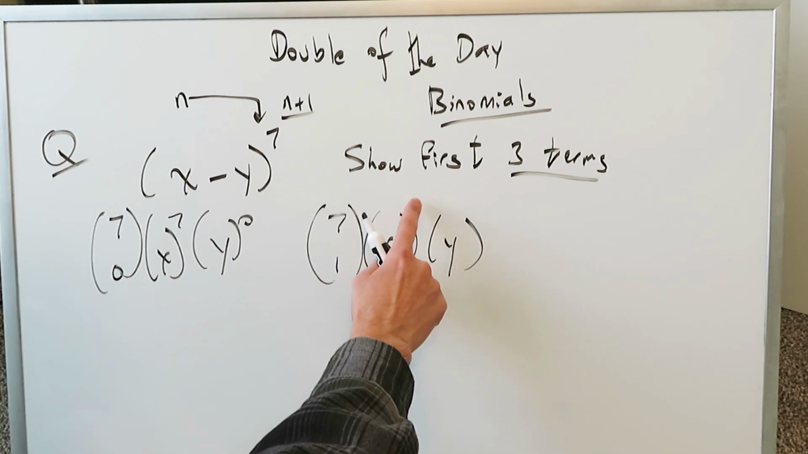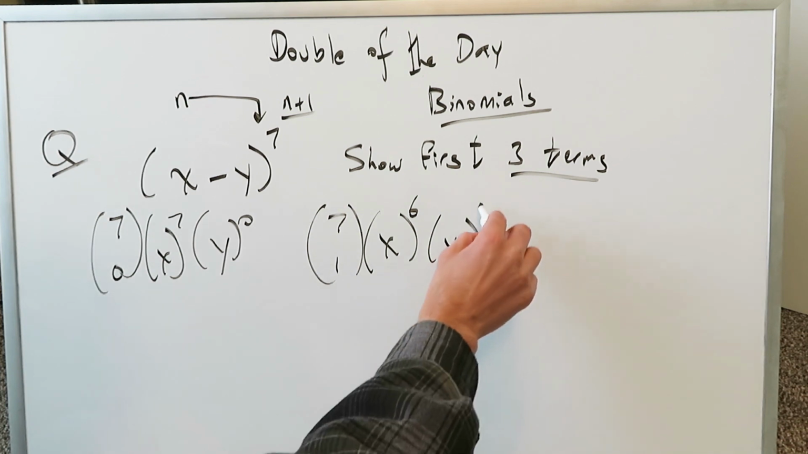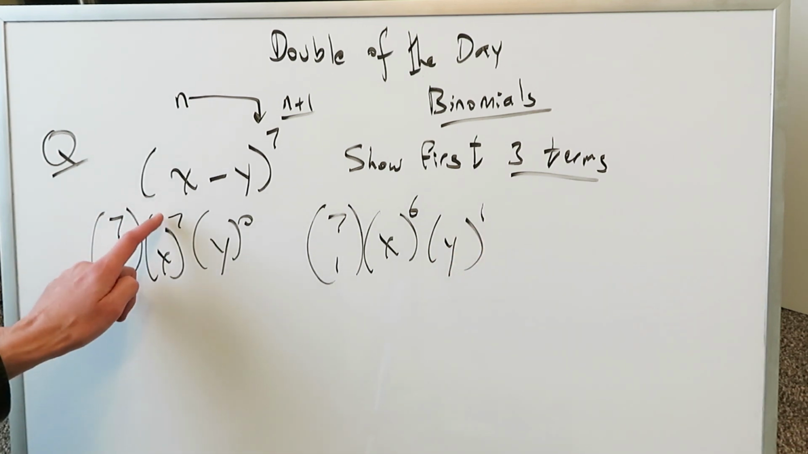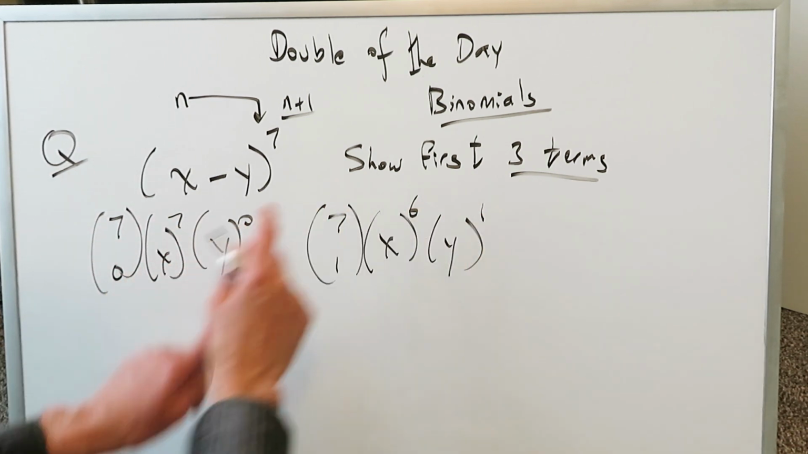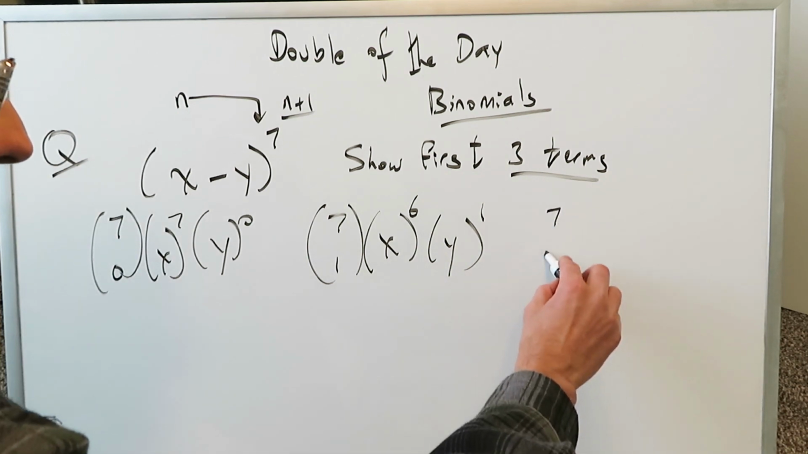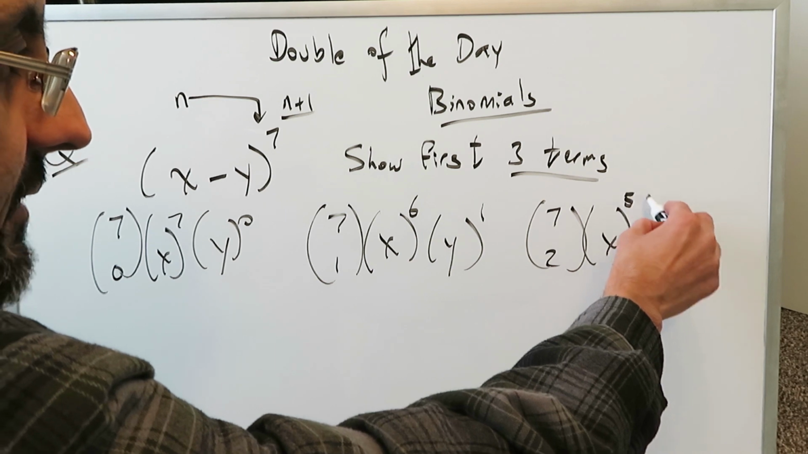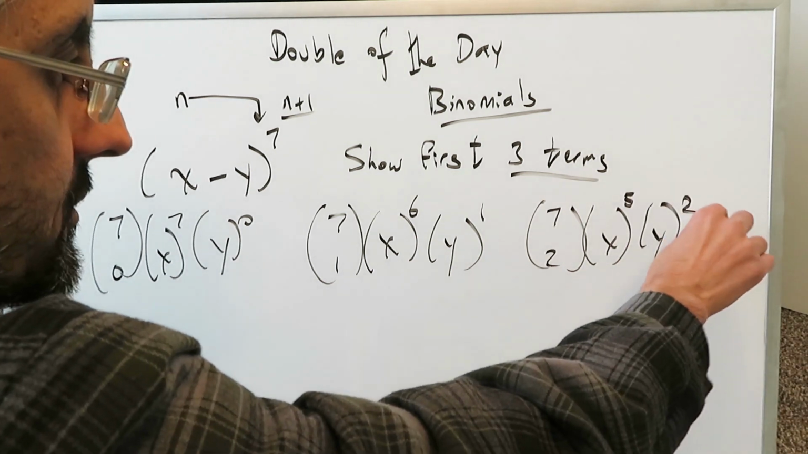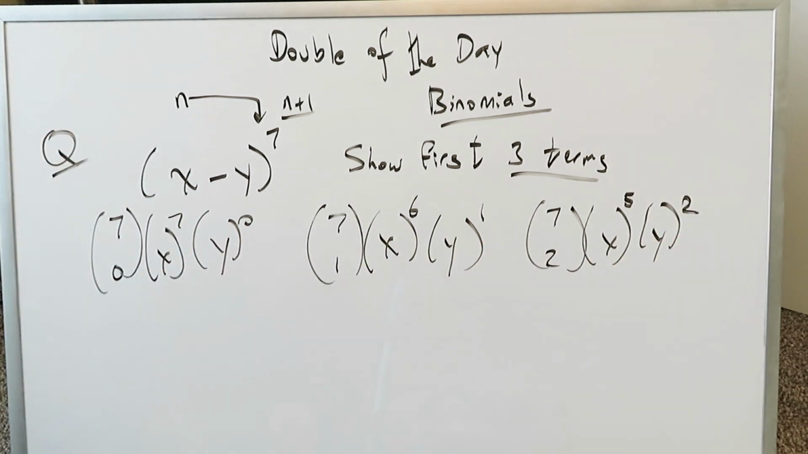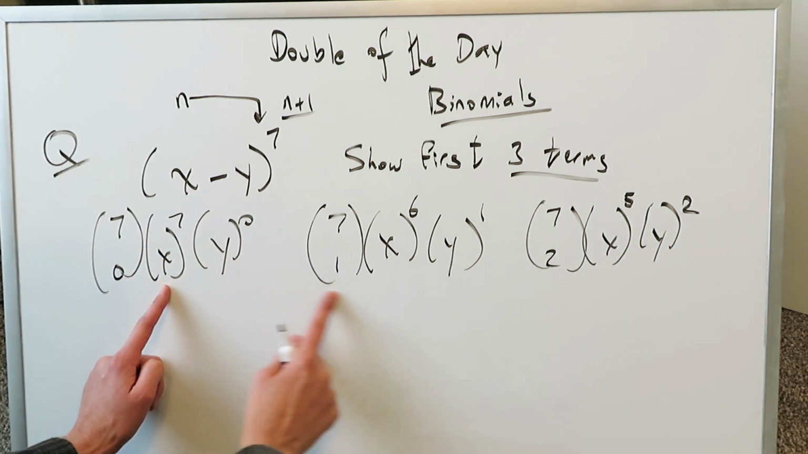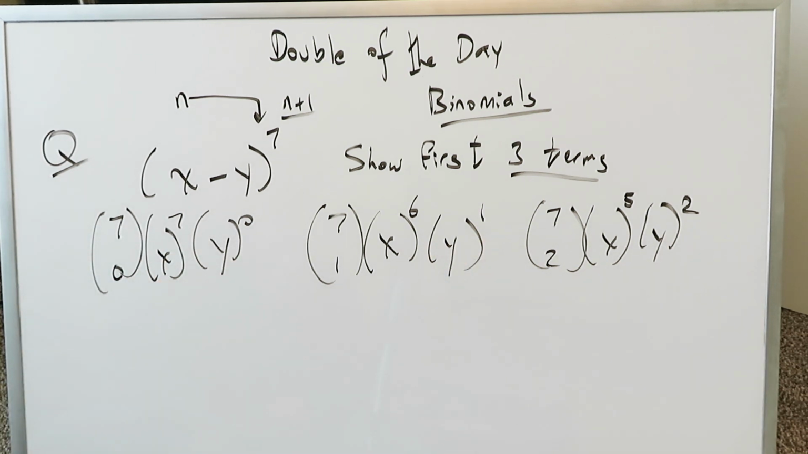This is n minus r, 7 minus 1 will become a 6, and this will become a 1. You see how the 7 has become a 6, but the 0 has increased by 1? That's exactly what you see. So 7C2. Here you'll have 7 minus 2, which is a 5. Here you'll have your r, which is your 2. Everything is going down by 1s in terms of your x, but everything is increasing by 1s in terms of your y, the exponents.